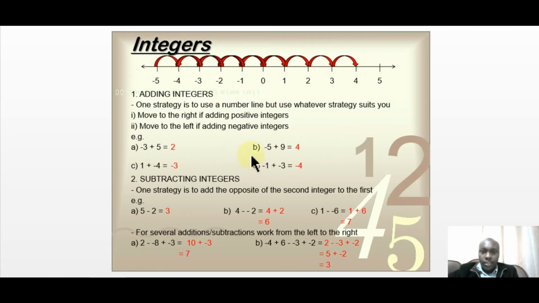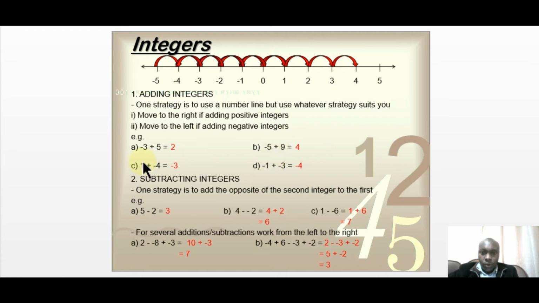The second example, negative 5 plus 9. We are adding a positive integer, therefore we are going to move to the right. So we stand where we have negative 5. This is where we are going to begin, negative 5. We are adding positive 9, so we move 9 steps to the right. 1, 2, 3, 4, 5, 6, 7, 8, 9. So we stop at 4, and 4 becomes our solution.